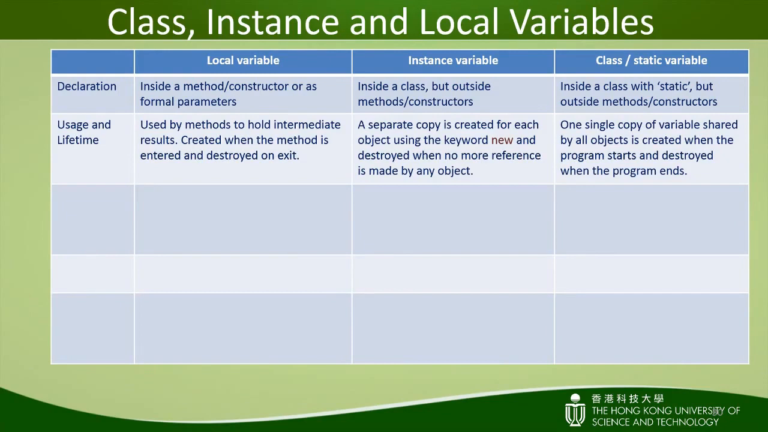Local variables are declared when a method is entered. They are used for holding intermediate results, acting like short-term memory. They will be destroyed on exiting the method. A separate copy of instance variables is created for each object when the keyword new is used. Java would reclaim the memory through a process called garbage collection when no more reference is made to that object. Only one single copy of a static variable is created for a class without the need to instantiate any object. They exist from the start to the end of the program.